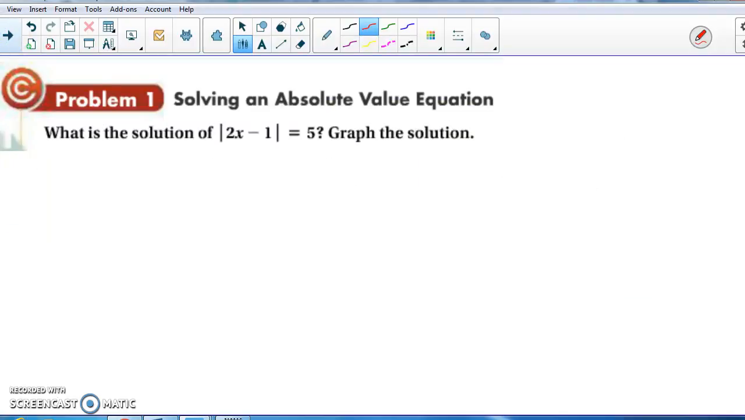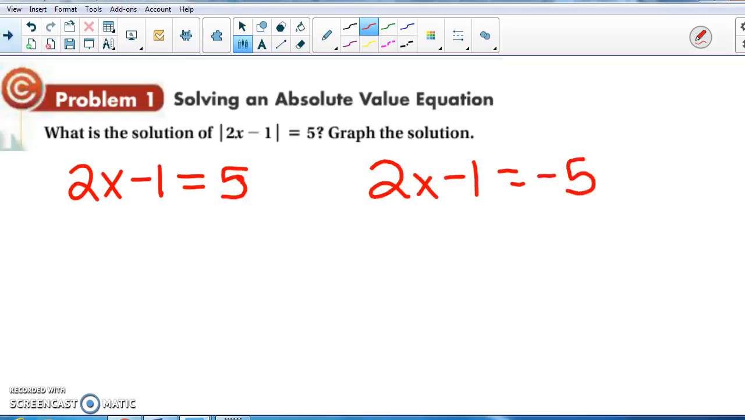Solving an absolute value equation. What is the solution of the absolute value of 2x minus 1 is equal to 5? Graph the solution. So, when we are solving absolute value equations, we need to get our absolute value by itself, and then we're going to split it into two equations, because the absolute value can be equal to 5, and it can be equal to negative 5. So we split it, one positive equation, one negative equation.